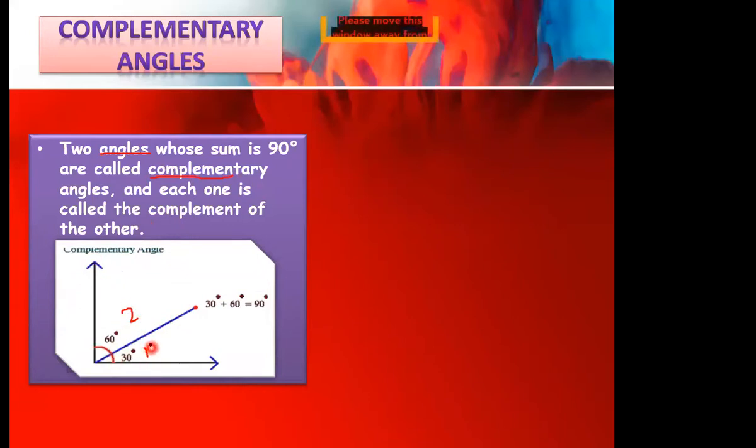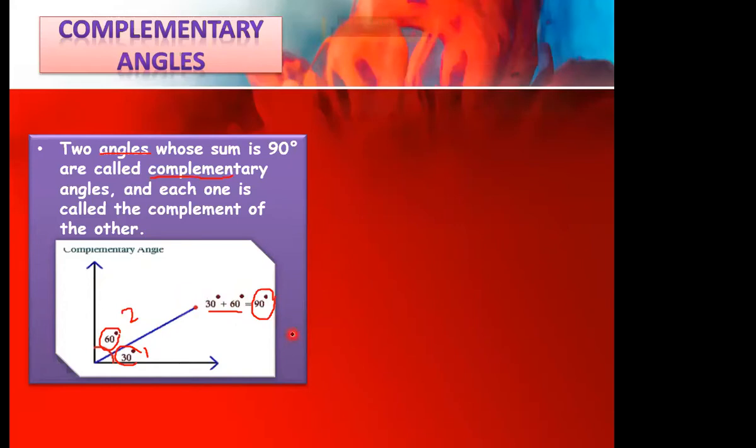If the sum of these two angles is equal to 90 degrees, you will see that these are complementary angles. As you can see here, the measurement of this angle is 30 degrees and the measurement of this angle is 60 degrees. So if you add 30 and 60, your answer will be 90 degrees. So you will see that these are complementary angles because their sum is 90 degrees.